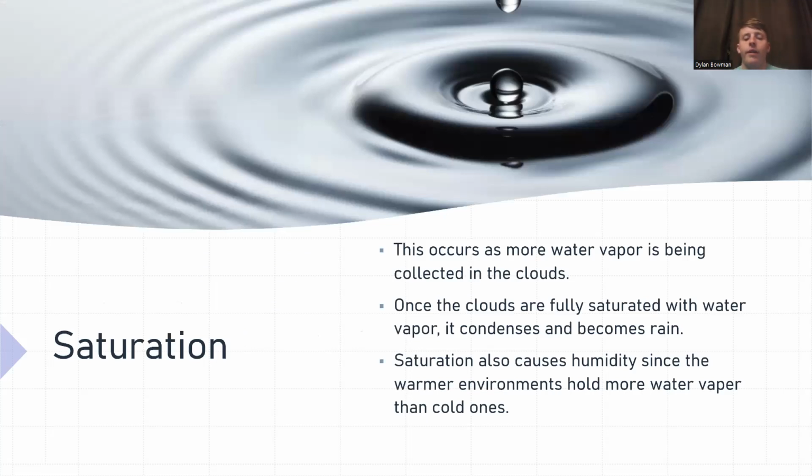Saturation. This occurs as more water vapor is being collected in the clouds. Once the clouds are fully saturated with water vapor, it condenses and becomes rain. Saturation also causes humidity, since warmer environments hold more water vapor than cold ones.